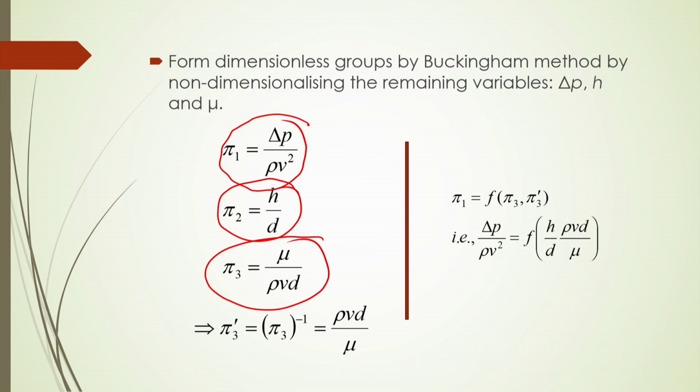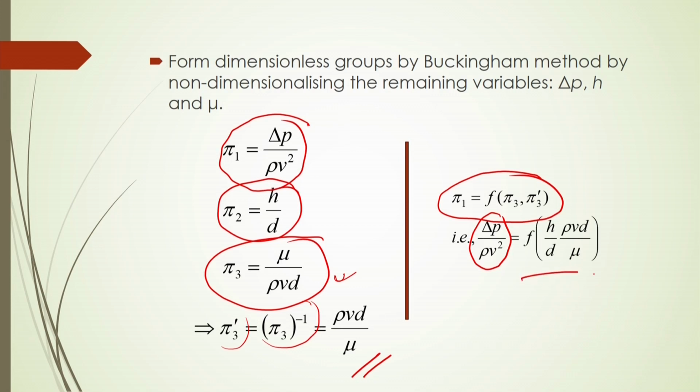And then, as convenient, we can take the inverse of this pi 3 as pi dashed 3, which is simply the significant group, the Reynolds number, rho v d by mu. If we make a relationship among the groups, pi 1 should be a function of pi 2 and pi 3 dashed. So the Euler number, delta p by rho v square, is a function of the h by d ratio and the Reynolds number.